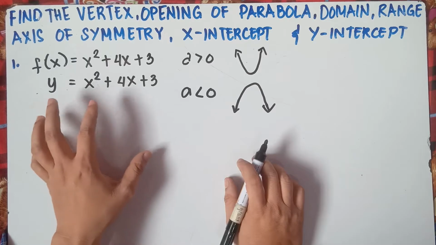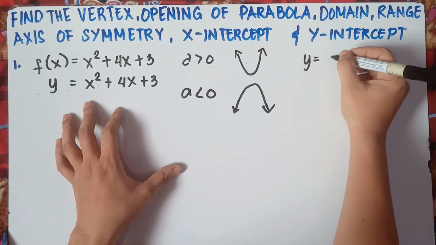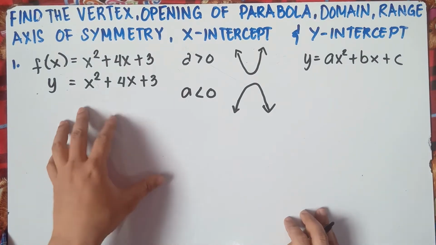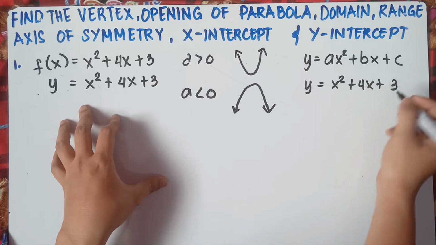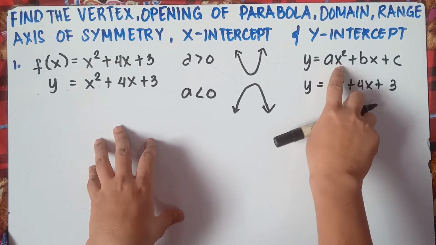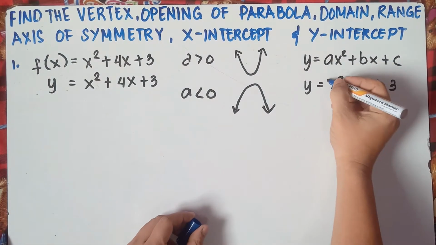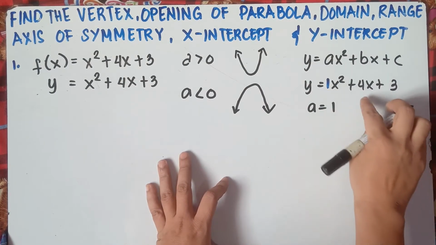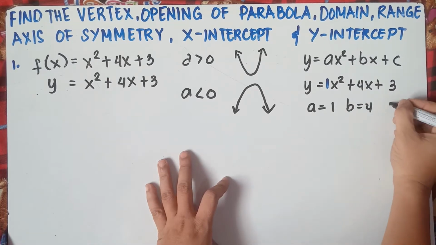The standard form of the quadratic function is y equals ax squared plus bx plus c. In our example, y equals x squared plus 4x plus 3. The value of a is beside x squared. If you don't see any number beside x squared, understand that there's a 1 there. So our a is 1. Our b is beside x, so our b is 4. And our c is 3.